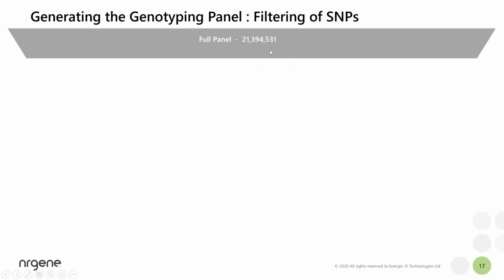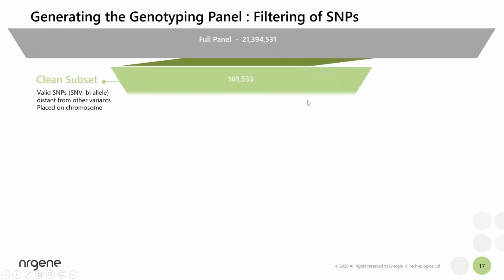We started out with 21 million of the full panel SNPs. We filtered them into what we called a clean subset, which are valid SNPs that we have great confidence in their existence. They're biallelic, they're distant from other variants, and they actually map to the chromosome assemblies into known regions on the genome. So that filtered the data set by orders of magnitude into about 170,000 SNPs.